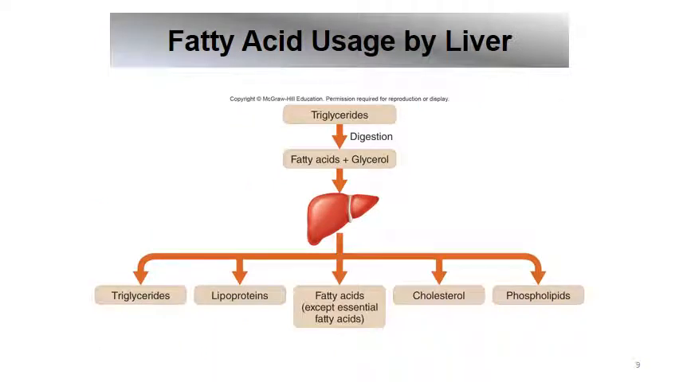Okay, so triglycerides here, it's saying they're made up of fatty acids and glycerol. And so when we digest triglycerides in our digestive system, you get fatty acids and glycerol. And then these molecules can be used to make triglycerides, lipoproteins, fatty acids, but saying except for the essential ones, cholesterol and phospholipids.